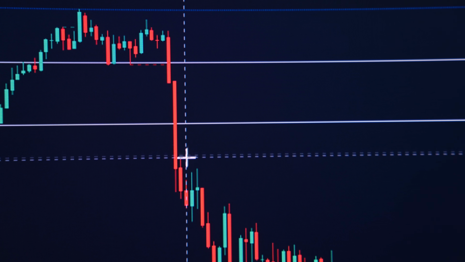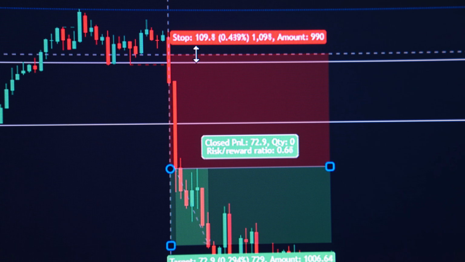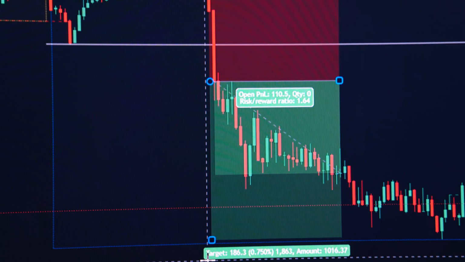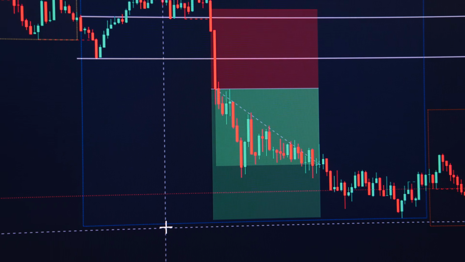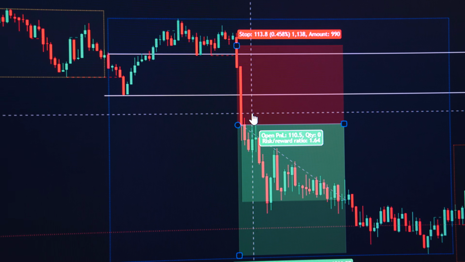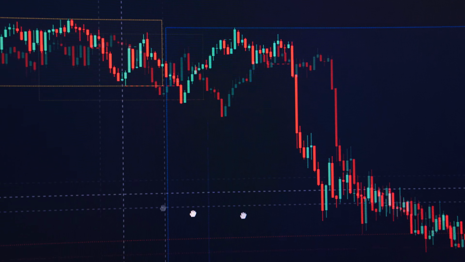But I like to wait for the pullback. Again, you would have put your stop at the orb high, and you could have caught this move right here. You could have caught almost a 2R on this trade. So yeah, sometimes you're gonna miss the move. Okay, so that's another example. I'll show you guys some more examples.